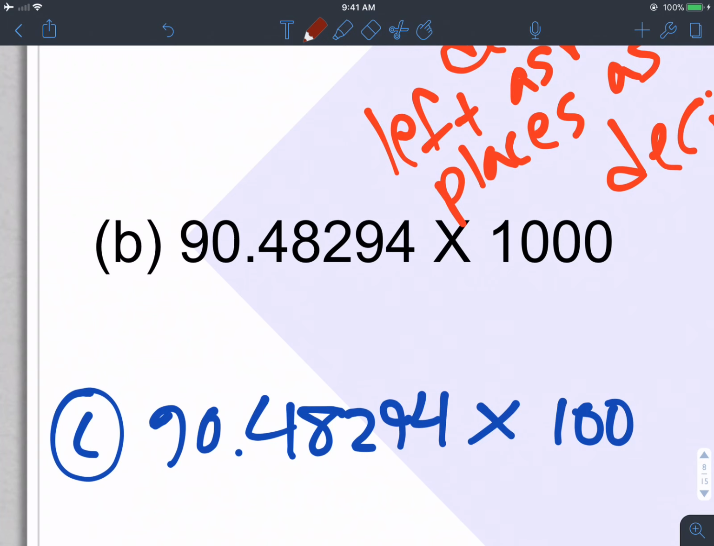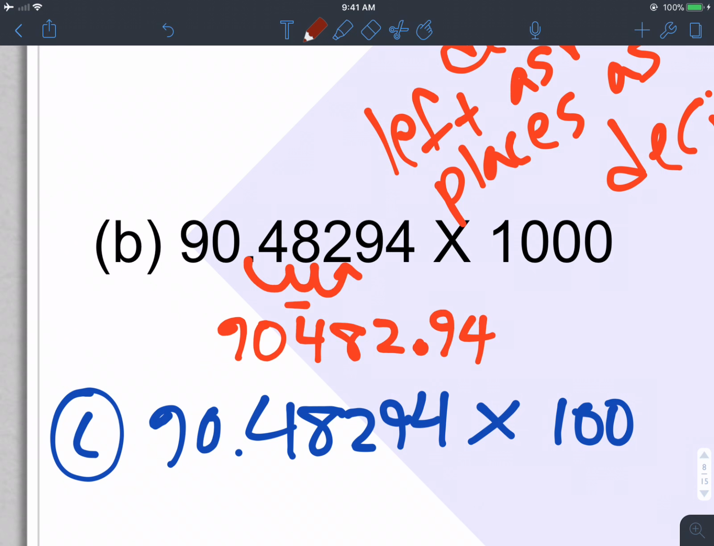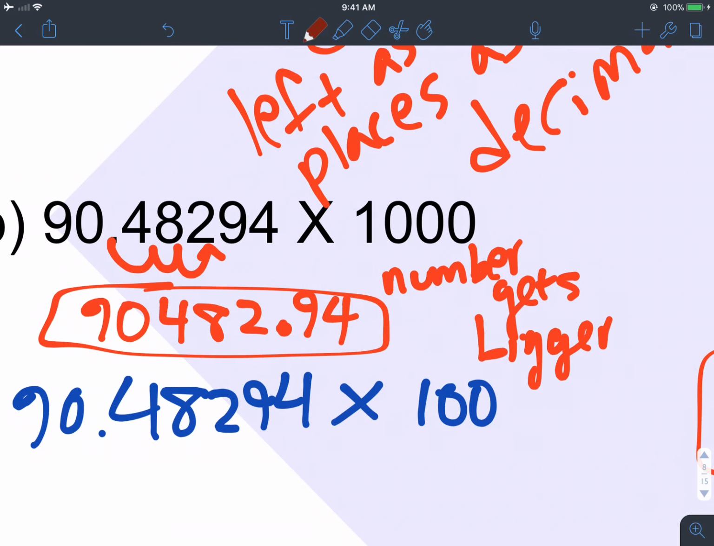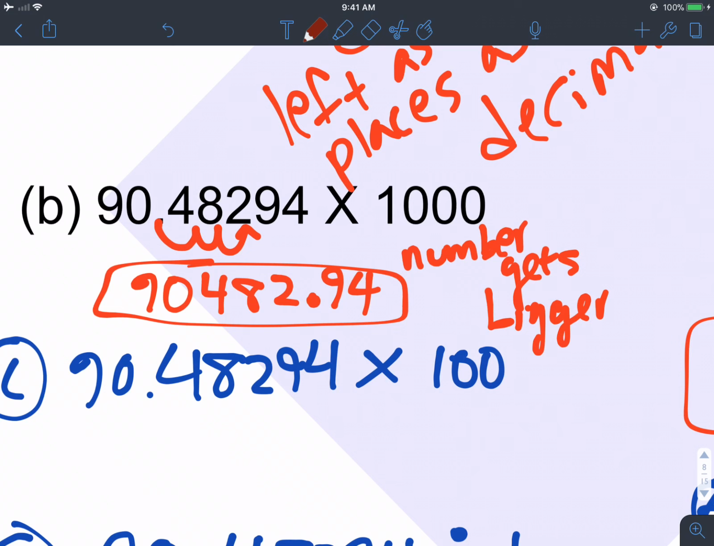90.48294 times 1,000. Well, how many zeros are in the 1,000? 3. It's going to make the number bigger, so we want to move to the right. 1, 2, 3. Okay, so the number gets bigger, right? Because it's times a big number. Well, how many times would I move it in part C there? 2 times. So 9,048.294.